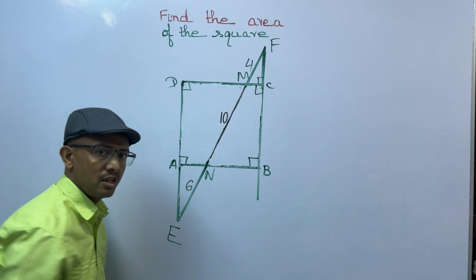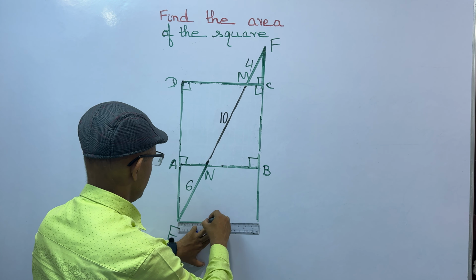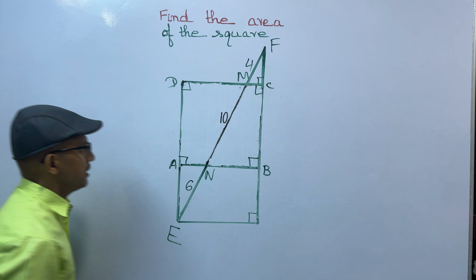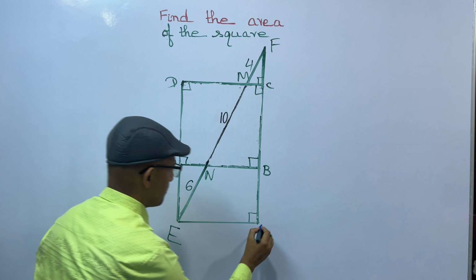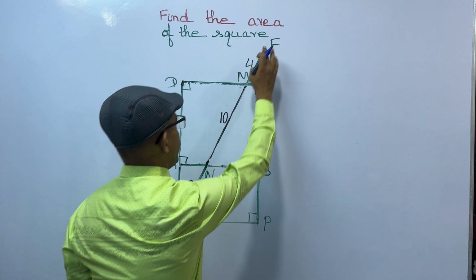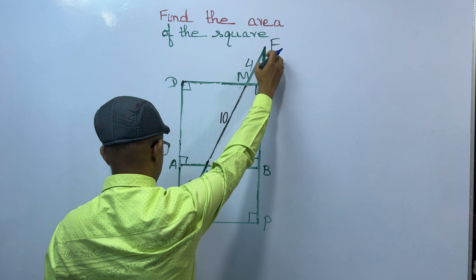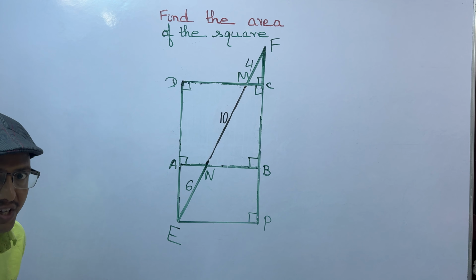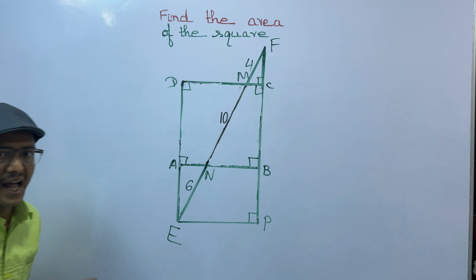Extend the side CB and then draw a perpendicular to CB from the point E. Let the perpendicular intersect CB, the extended CB, at the point, let us say P. Now, triangle EPF is a right angle triangle, and we know the length of hypotenuse EF, that is 10 plus 4 plus 6, that is 20. However, we do not know the length of the other side.